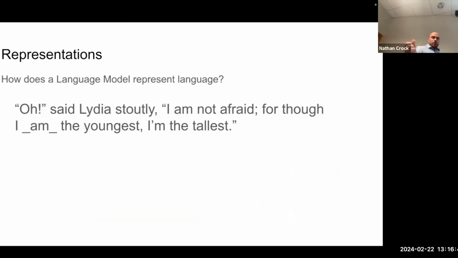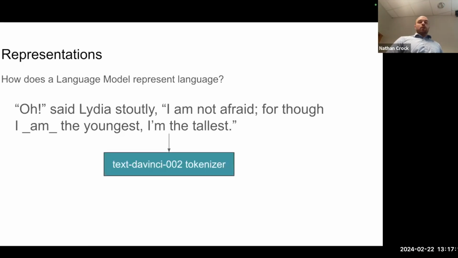Let's start off with an example. Here's a little snippet from Pride and Prejudice, I think. "Oh," said Lydia stoutly, "I'm not afraid, for though I am the youngest, I'm the tallest." Okay, so how can we break this up into pieces that can be consumed by a language model?